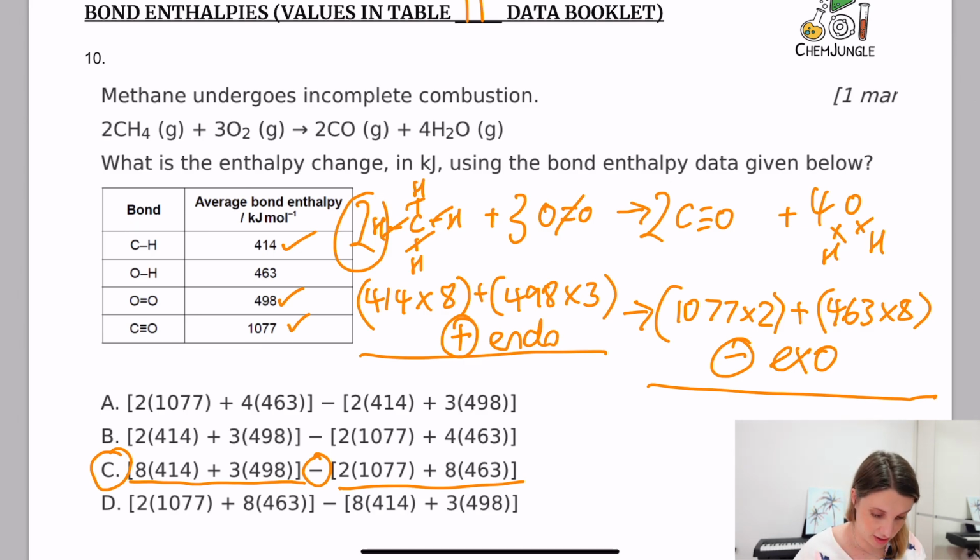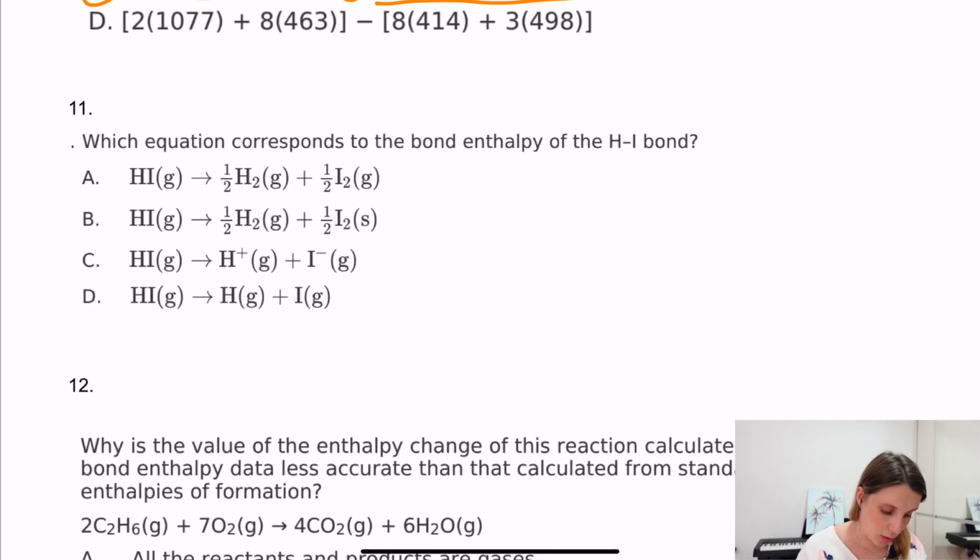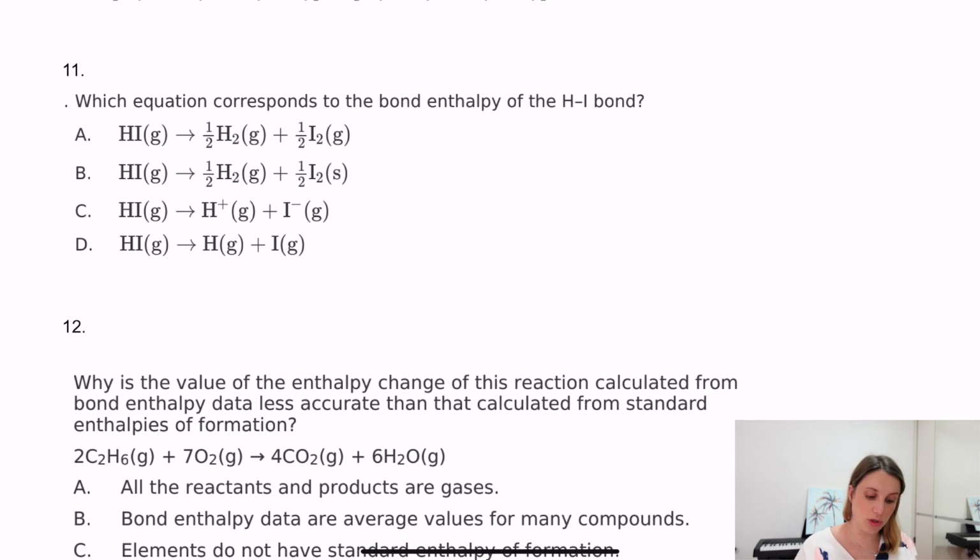Another type of question that you get for this is about which equation corresponds to the bond enthalpy of a bond overall. So bond enthalpy is just about breaking the bond. So the 2 electrons that are being shared in the covalent bond, one is going to one of the elements and one is going to the other one. It's not being split unevenly to make ions or anything like that. You're just taking the compound, or the bond in this case, and you're making the 2 individual atoms.